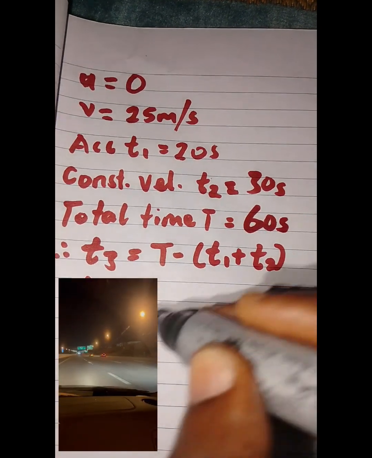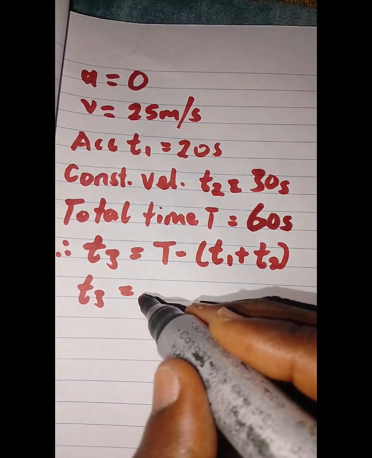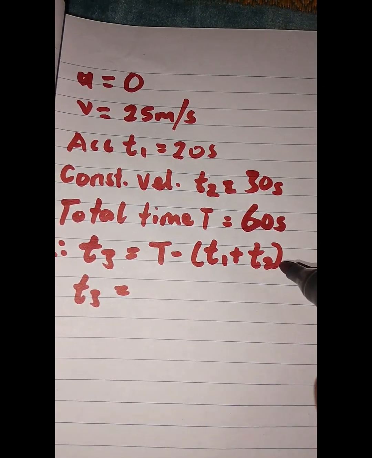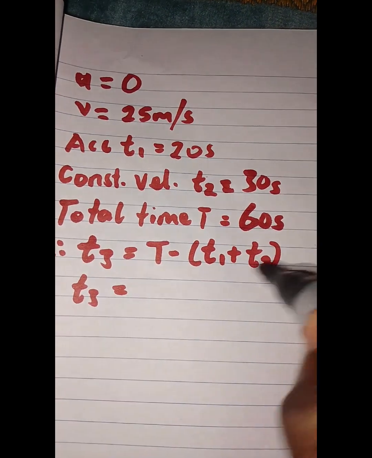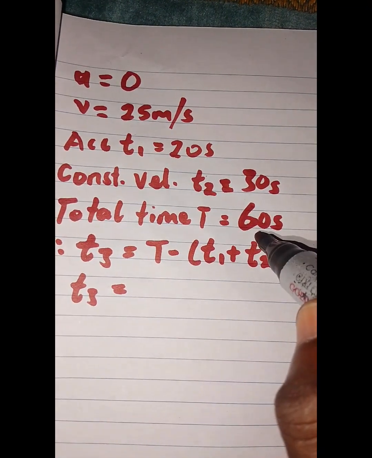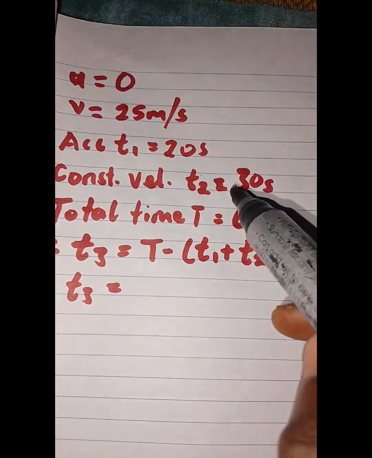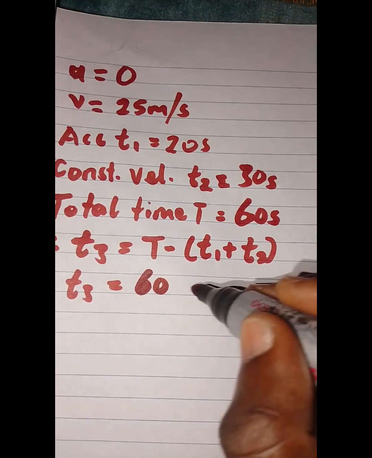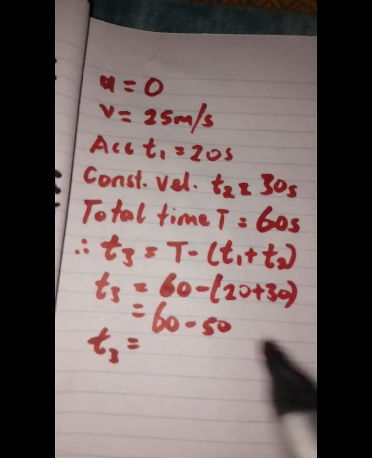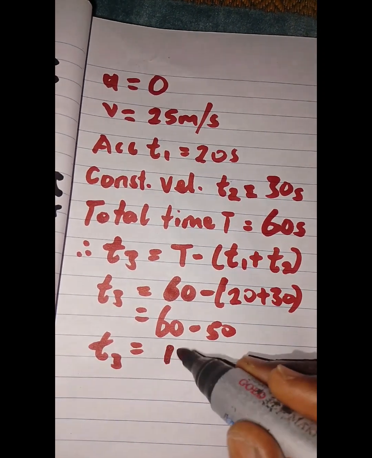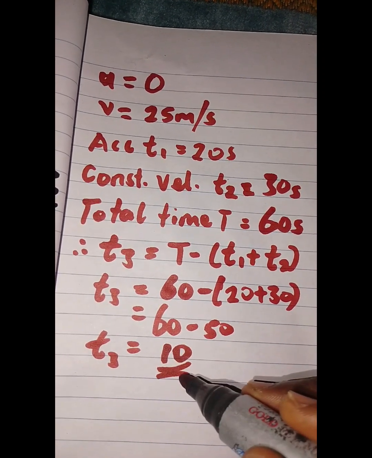Then for time t3, you're going to do t minus t1 plus t2. To get time 3, it's going to be the total time, t, which is 60 according to here, minus time 1 and time 2, which is 50. It gives us 10. 60 take away 50, so 10 seconds.